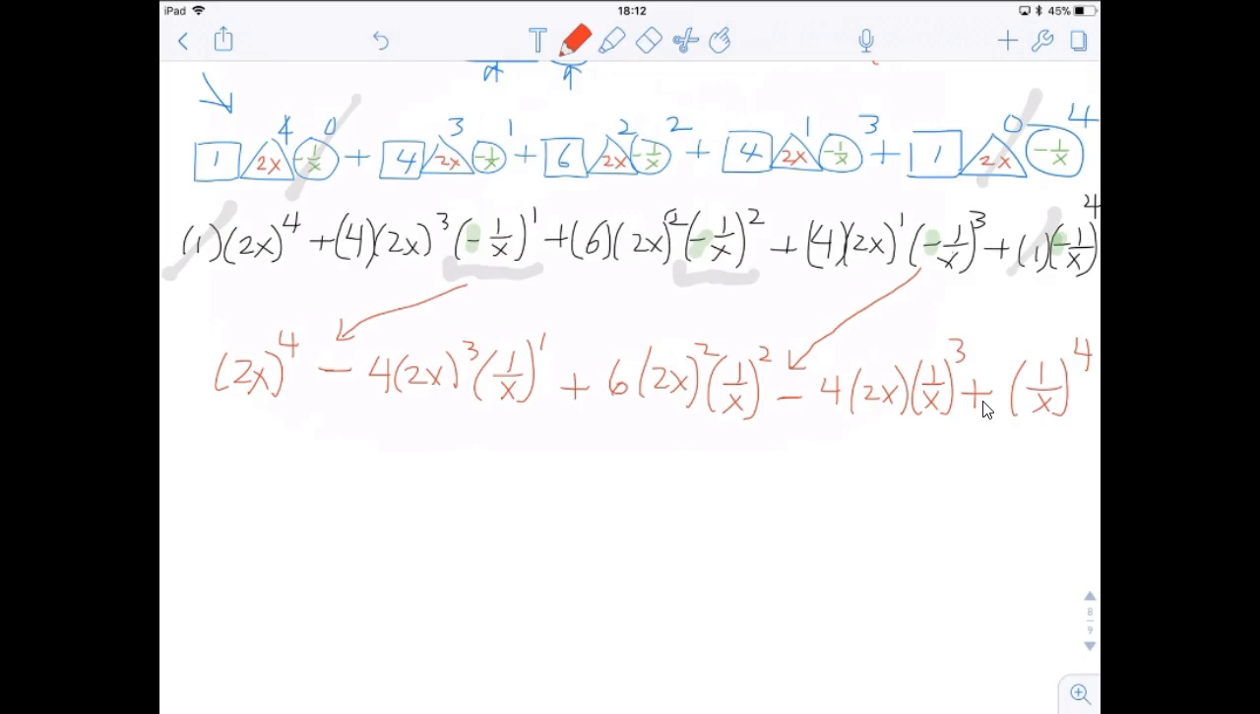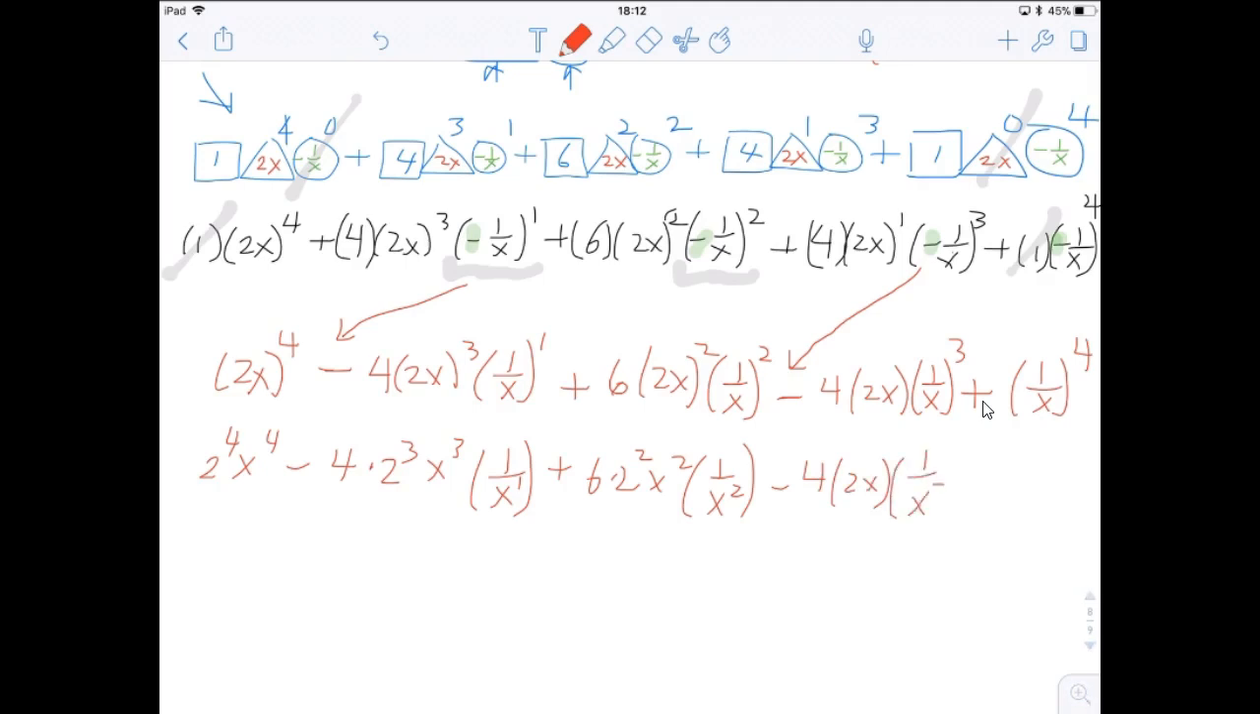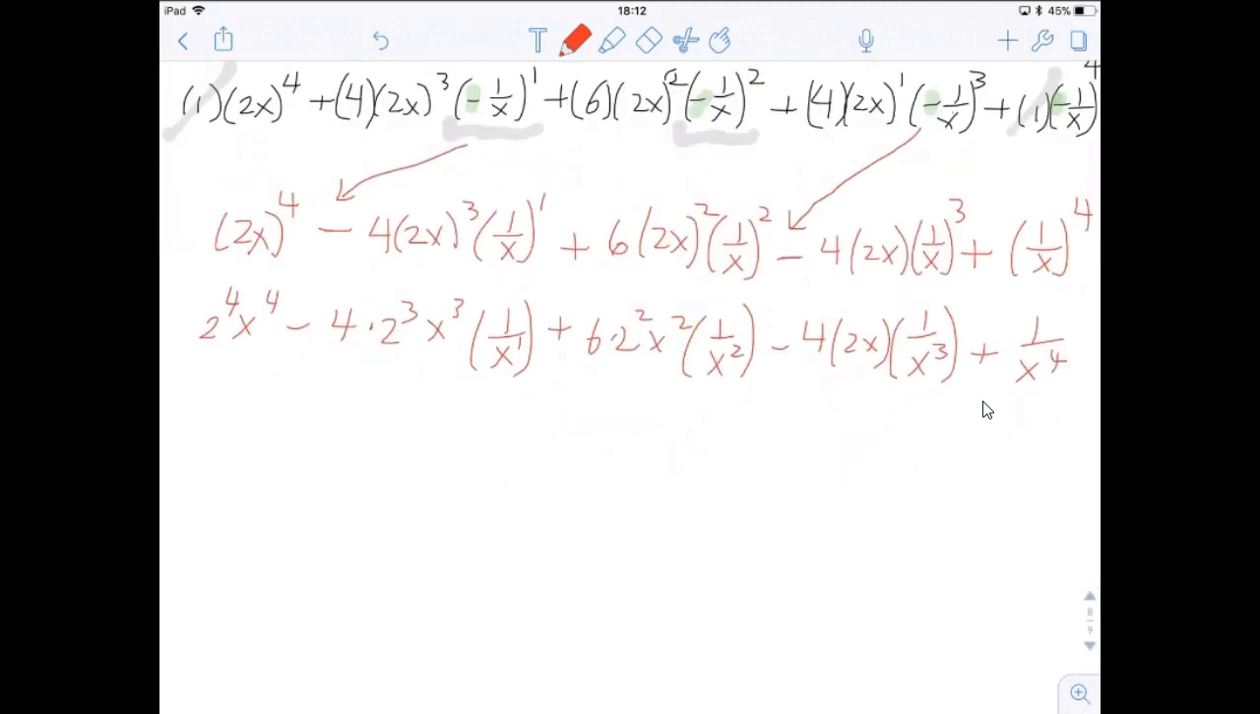end. So the first one's going to be 2 to the fourth x to the fourth minus 4 times 2 cubed x cubed. And then this one's going to be 1 over x to the first, okay, which is same as 1 over x. Plus 6, 2 squared x squared, 1 over x squared, minus 4 times 2x times 1 over x cubed plus 1 over x to the fourth. Okay.